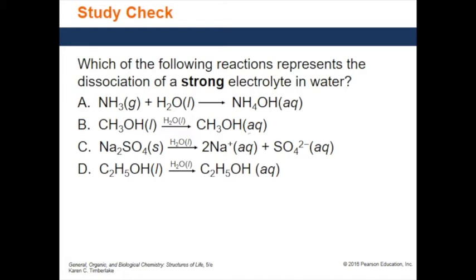Until it's ions, it is not going to be an electrolyte. It has to be ionic. Products have to be ions at the end. D is again an alcohol, but it is not dissociated. We don't see ions in products. Whereas for part C, we do see ions. Sodium sulfate dissociates to give 2 sodium ions and 1 sulfate. So the answer is C.